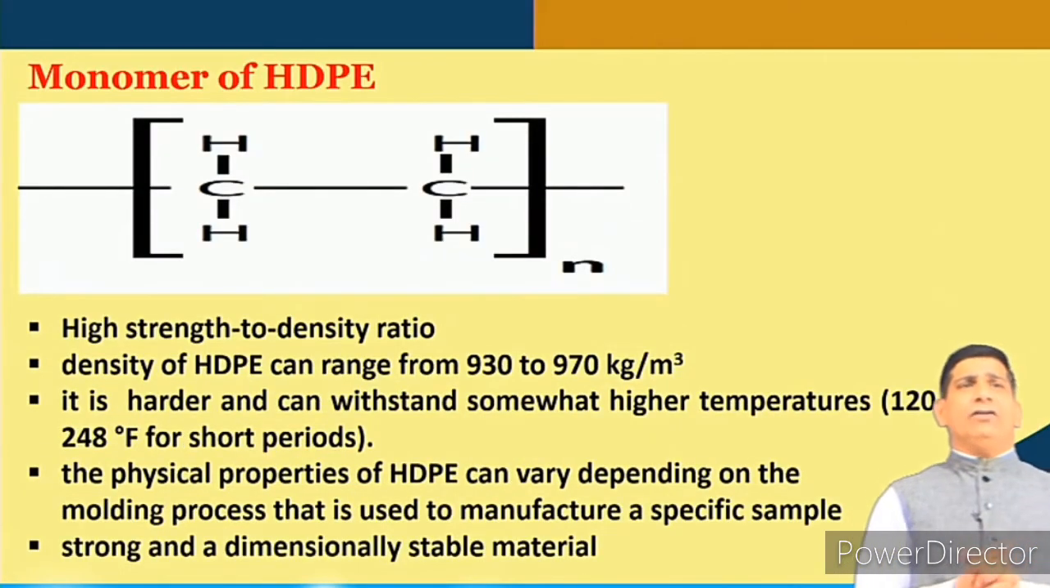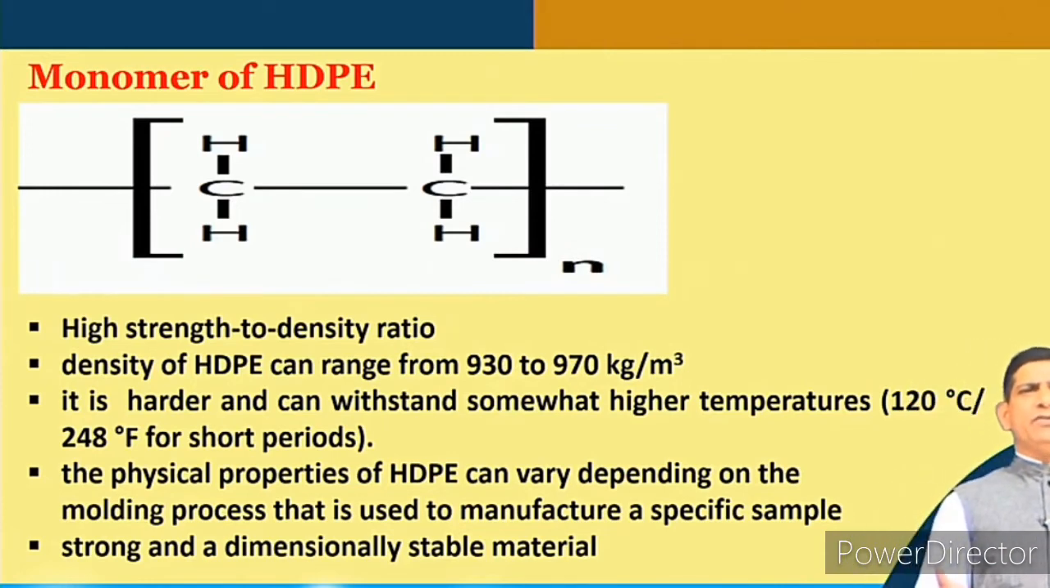So, this is how the monomer of HDPE looks. For each type, we have put their structures and other information for you to look at, just to get an idea. The density ranges close to almost 1000 kg per meter cube, so 930 to 970 kg per meter cube.